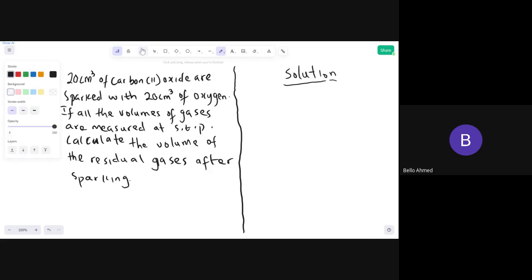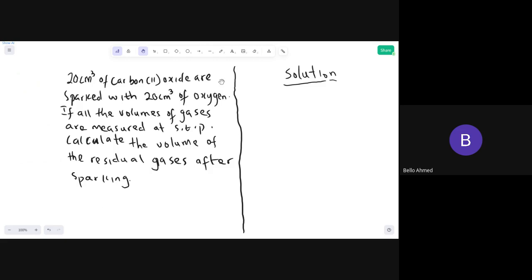But this problem is under the Gay Lussac law of combining volume. And one thing that you need to know is that most times when you deal with problems under Gay Lussac law of combining volumes, you have to write a chemical equation for the reacting substances, meaning the reacting gases. So the first thing you need to do is to write a balanced chemical equation, not just an ordinary chemical equation. It has to be balanced.